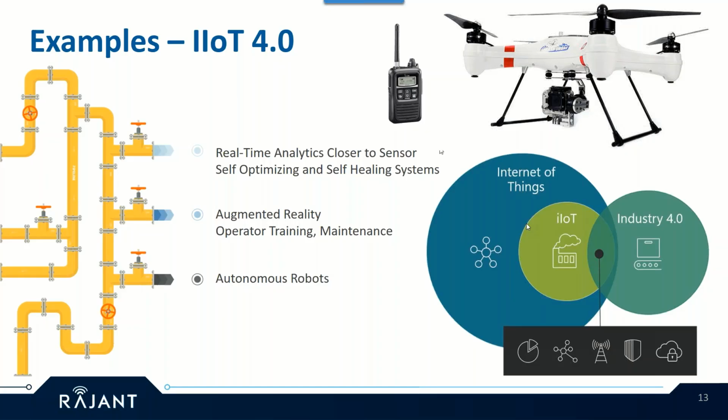Okay, so can you talk a little bit more now then about what some of the other technologies are that are being deployed on Rajant networks?